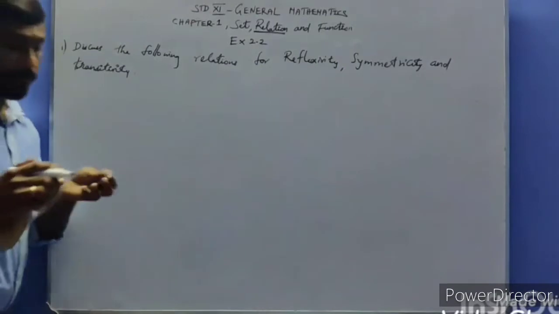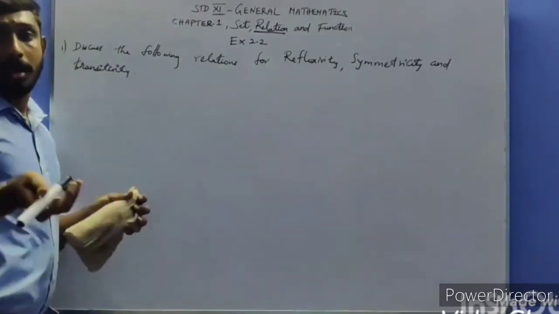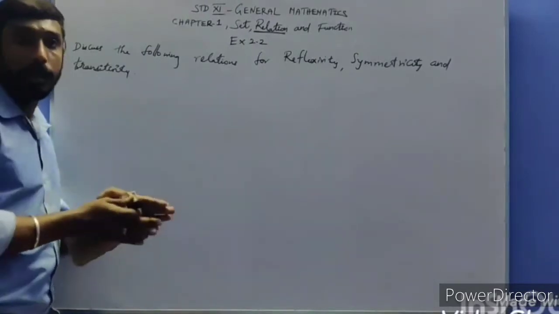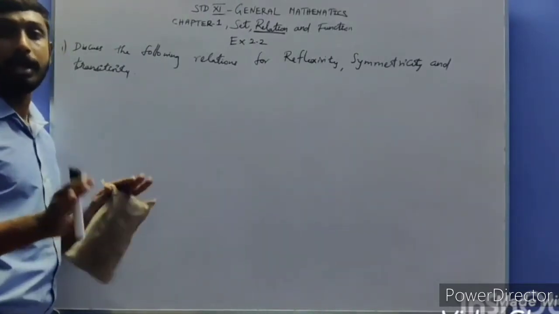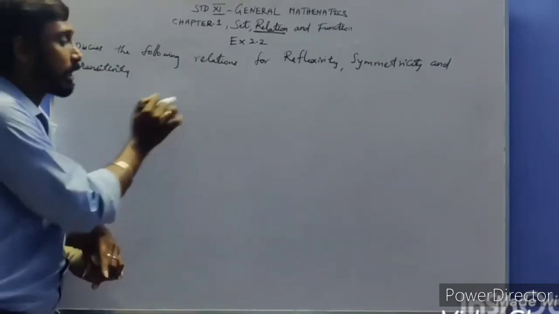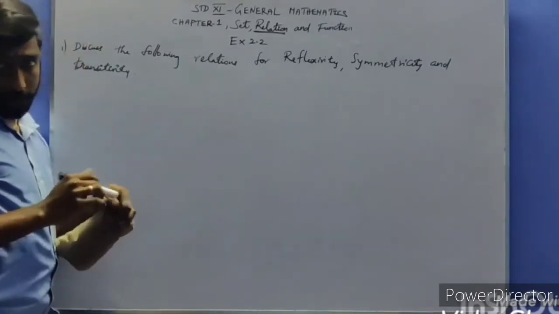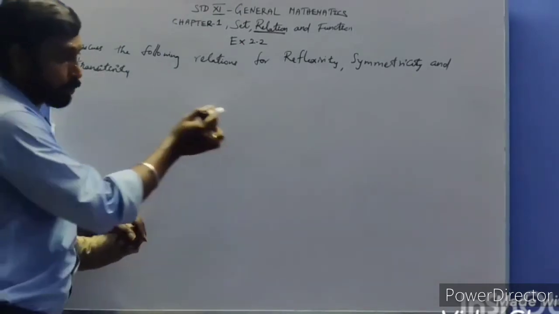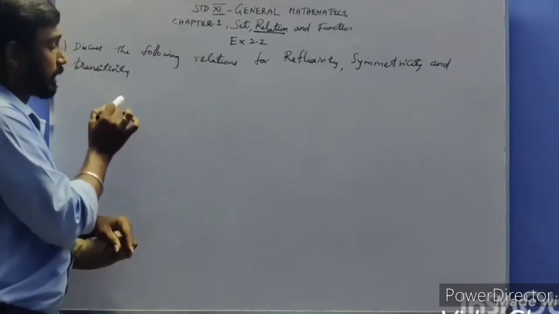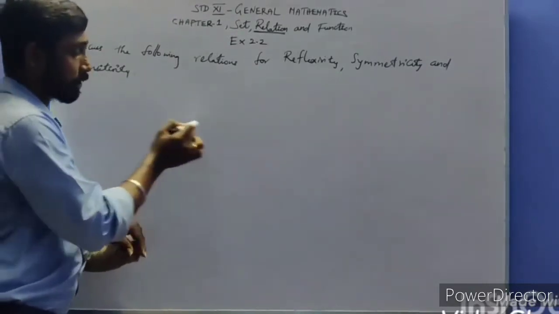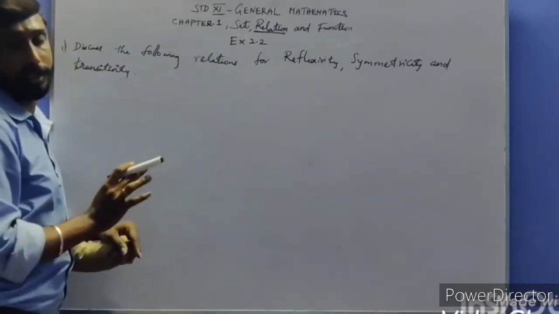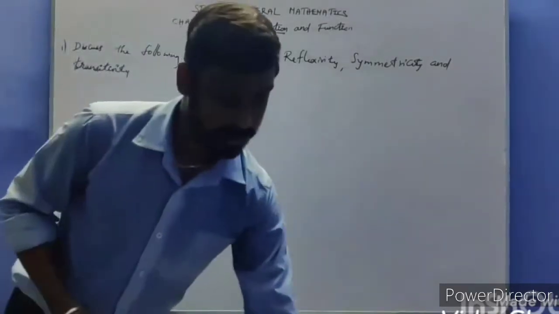Children, understand what is meant by reflexive. That is man related to man only, woman related to woman only. That is called reflexive. That is A related to A. If you take B, then B related to B. Symmetric is not like that. Symmetric is A related to B, B related to A. Transitive: A related to B, B related to C, then A related to C. Okay, now let us see the first sum.